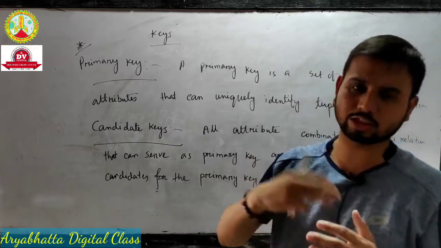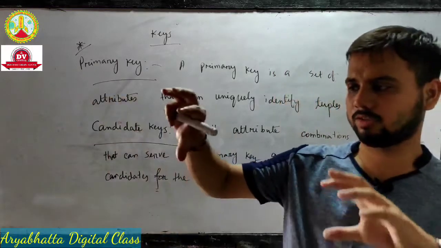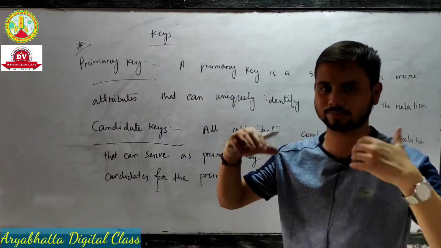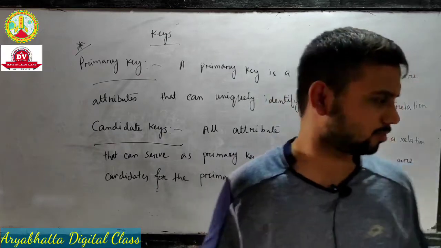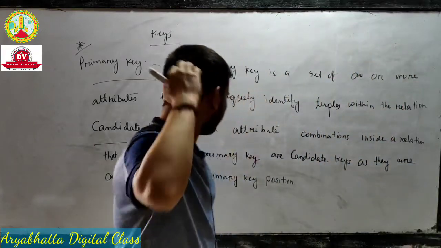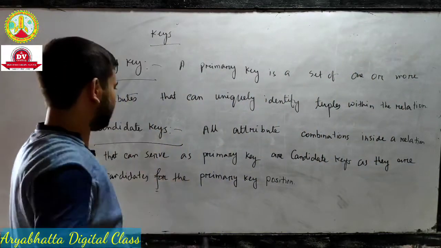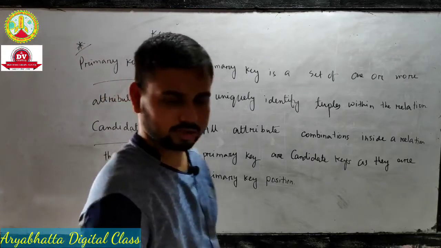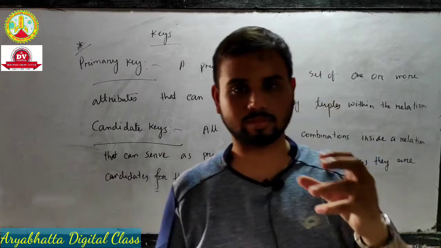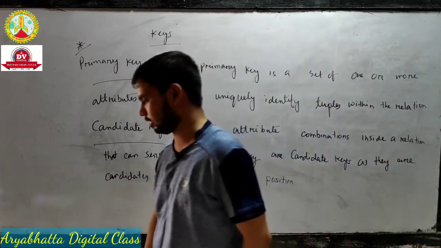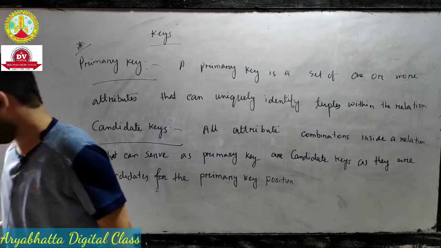Means they are the superset of, you can say, the child of the primary key, like that. You can say like that. Okay. Primary key position. The keys I will first write down. After that, I will teach you some examples. Then you will easily understand this thing. Okay. Next is alternate key.